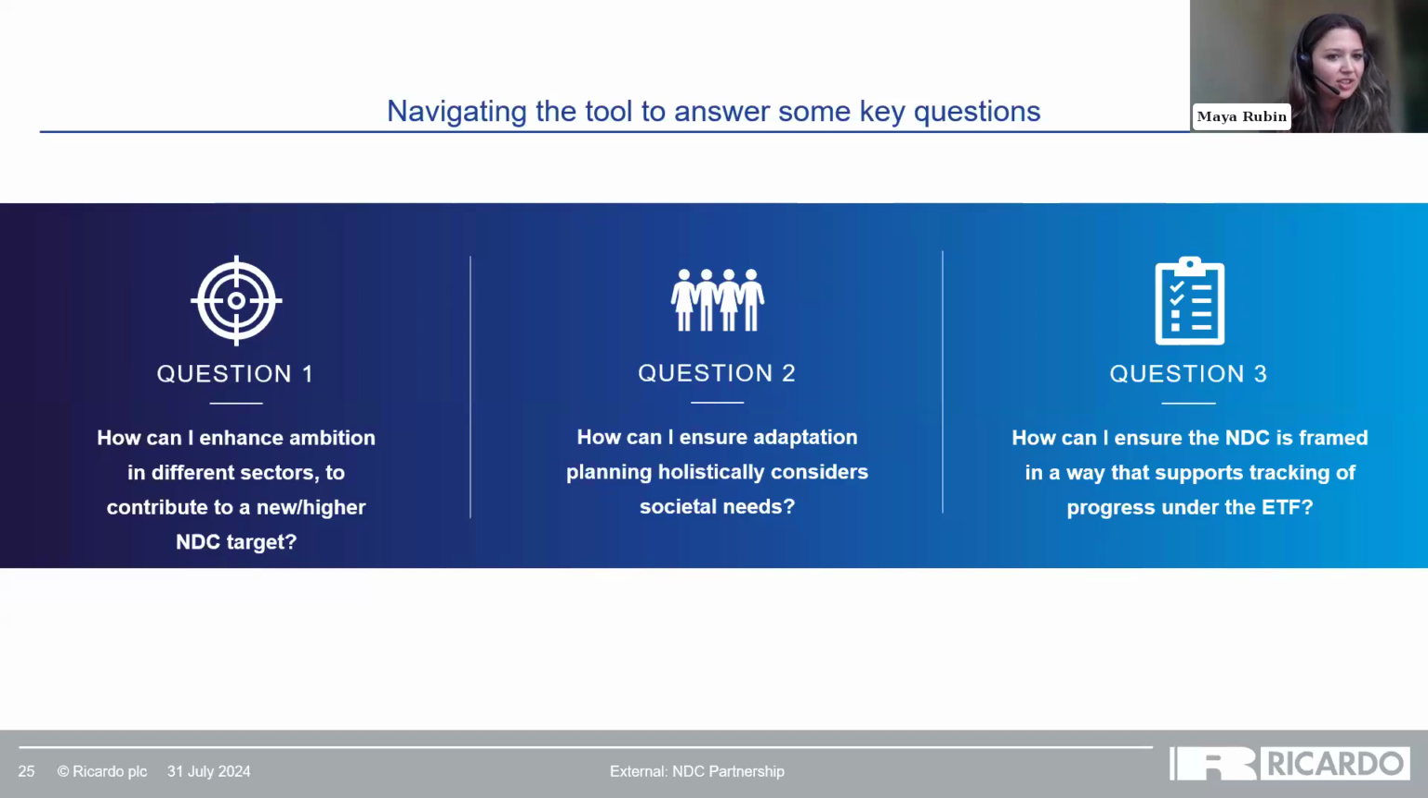So the first question is going to be focused on mitigation. We're going to ask, how can I enhance ambition in different sectors to contribute to a new or higher NDC target?